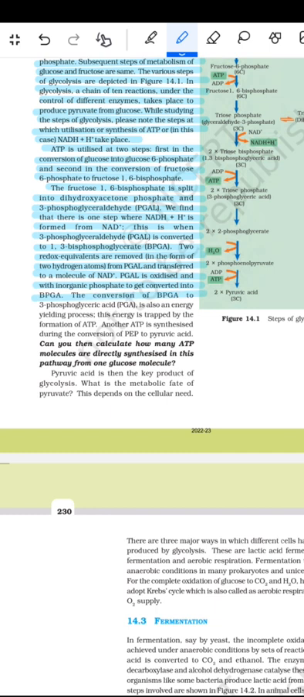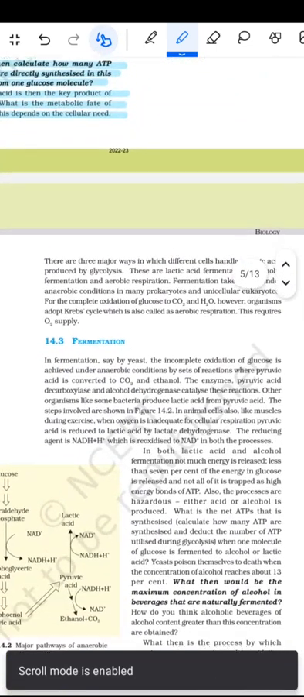The conversion of BPGA to 3-phosphoglyceric acid is also an energy yielding process. This energy is trapped by the formation of ATP. Another ATP is synthesized during the conversion of PEP to pyruvic acid. Can you then calculate how many ATP molecules are directly synthesized in this pathway from one glucose molecule? Then it comes that pyruvic acid is the key product of glycolysis. What is the metabolic fate of pyruvate? This depends on the cellular need.